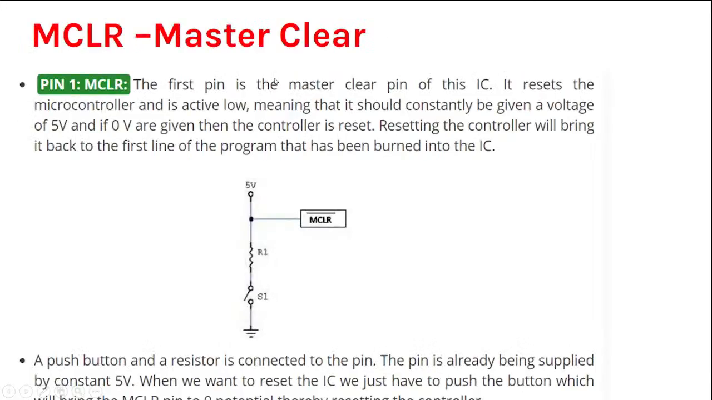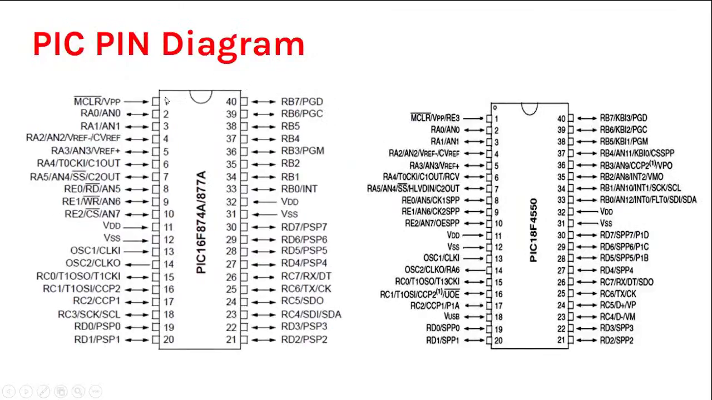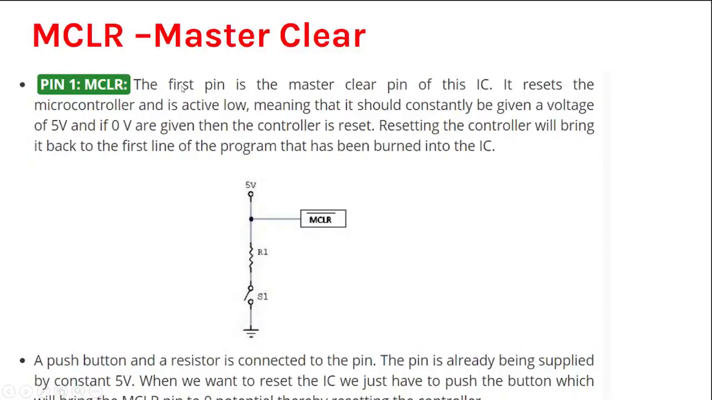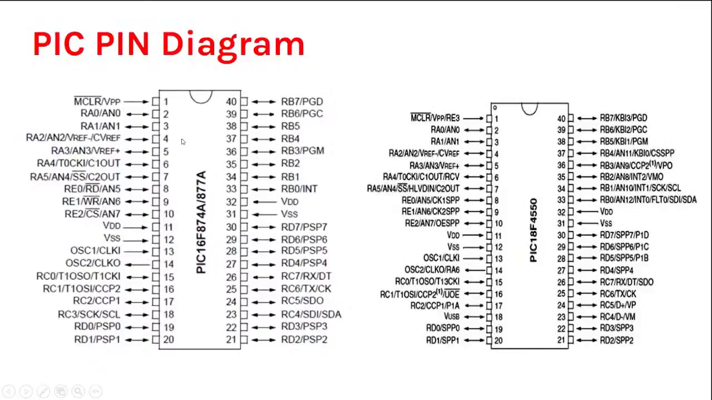And the first pin is master clear. The first pin on the pin description is master clear. This master clear resets the microcontroller. Whenever you give a low to this MCLR pin, you have to give a circuit diagram like this. You put a 5 volt. There is no reset pin here, as in 8051, where we have a reset pin. Here this MCLR pin acts just like a reset.